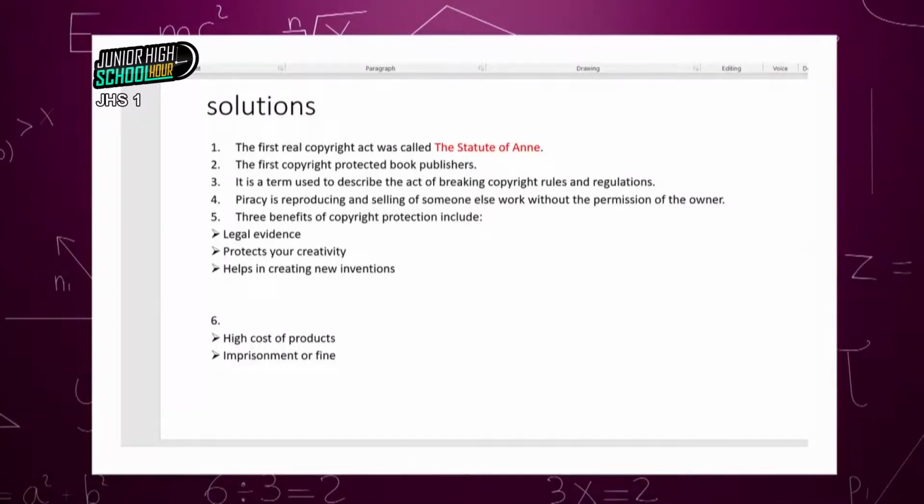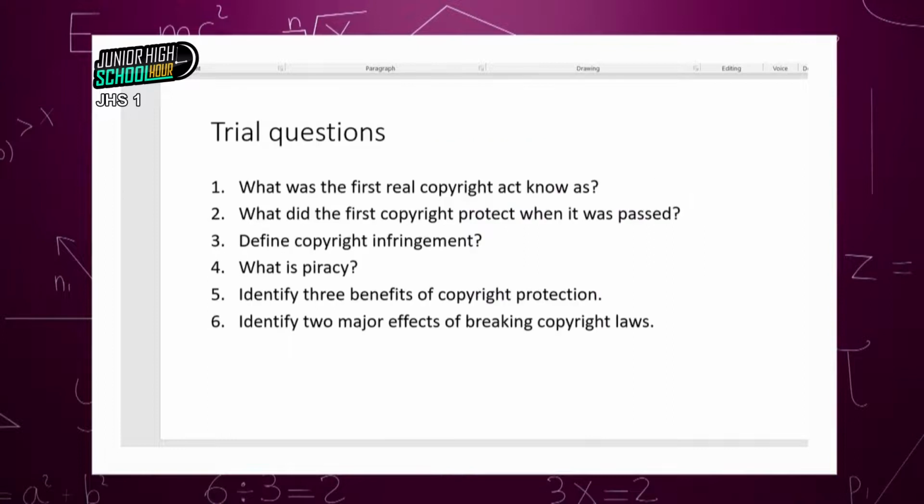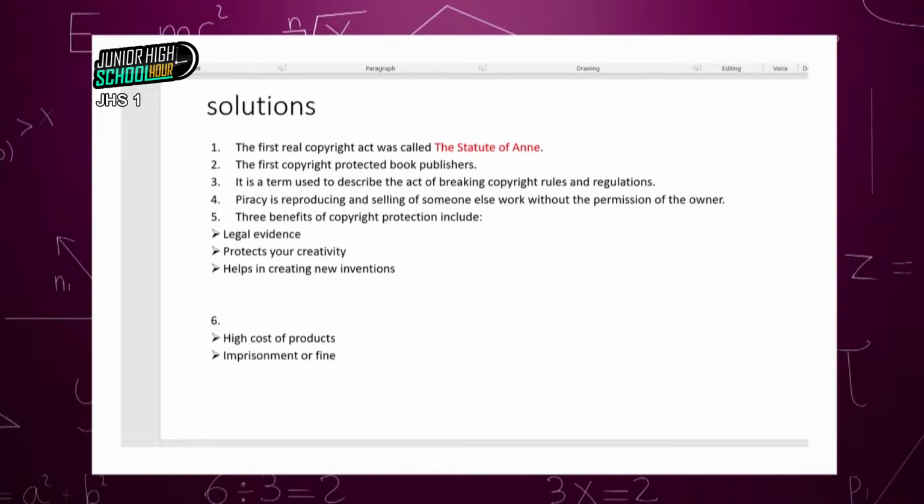The second question says, what did the first copyright protect when it was passed? The answer is book publishers. So it was there to protect book publishers and the copying of books. By the way, did you know that the protection of book publishers was also to encourage people to write more books? Yes, it is a positive sign for us.